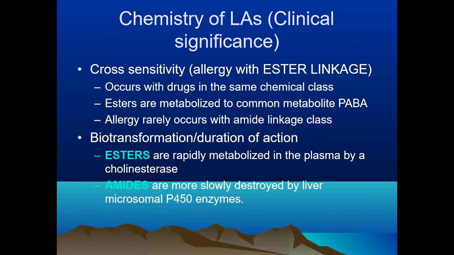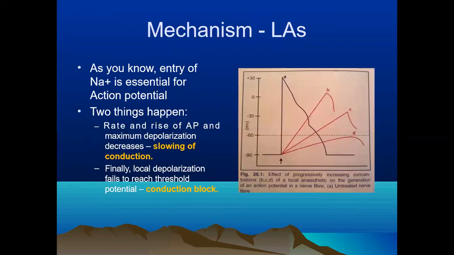So the mechanism of action of local anesthetics: as you know, the entry of sodium is essential in the action potential. Two things happen. Number one, the rate of rise and maximum depolarization speed decrease, slowing conduction. Finally, local depolarization fails to reach the threshold, and that means there is blockage of conduction.